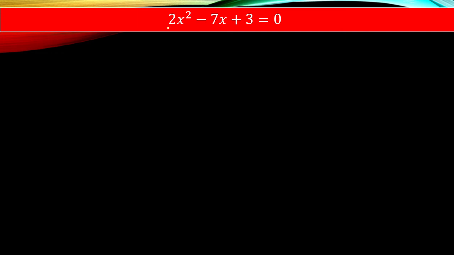Let's see. First of all we will make the coefficient of x square 1. For that we will take 2 as common. So if we take 2 common from this equation, we will get x square minus 7 by 2 x plus 3 by 2 is equal to 0. If we divide the equation by 2, we will ultimately get x square minus 7 by 2 x plus 3 by 2 is equal to 0.